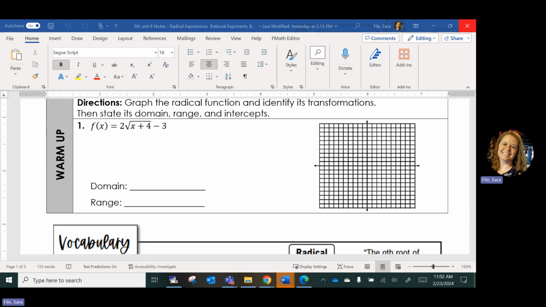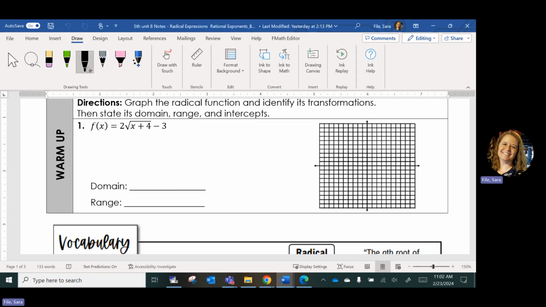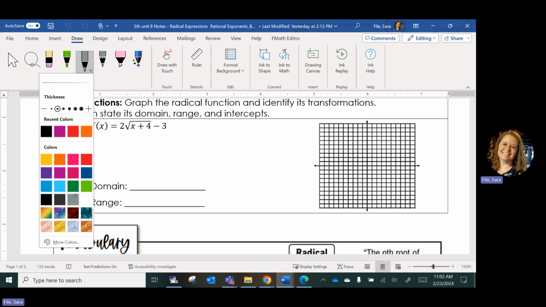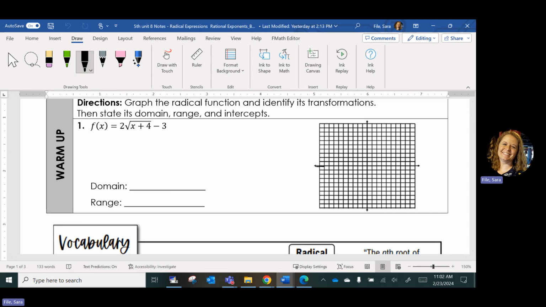So what we learned and talked about yesterday was graphing square root functions and identifying the transformations based on the equations, and then being able to identify key features like domain and range. So what we did first yesterday was to put the parent function on our graph. So I'm going to do that first here as well. I'm going to darken my axes. They're kind of hard to see here.